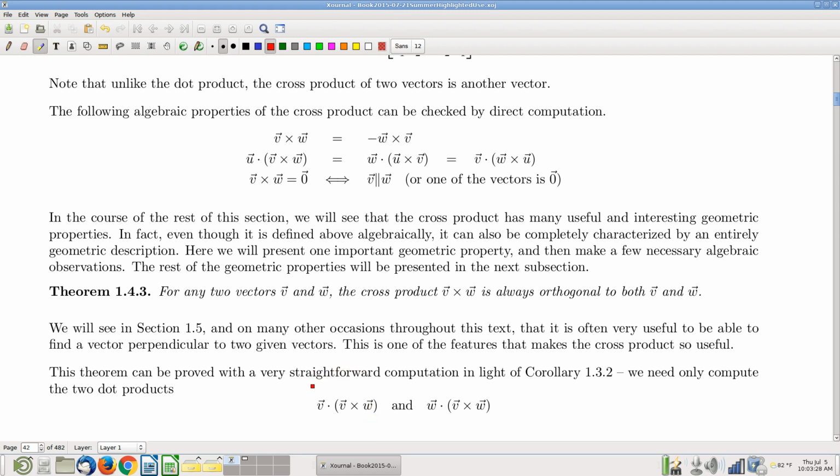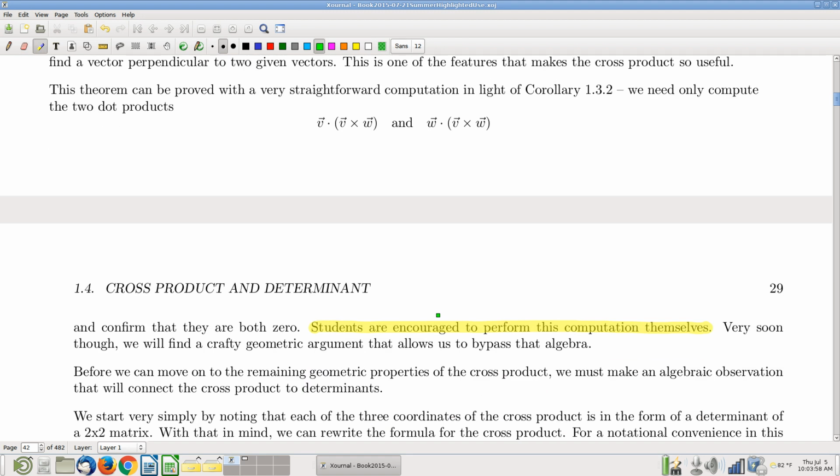So as it turns out, not hard to see, the fact that this dot product is equal to 0 tells you that the vectors that you dotted are orthogonal. Everybody good? Okay, so everyone should crank that. And then likewise on this one, that shows that W is orthogonal to the cross product. Okay.